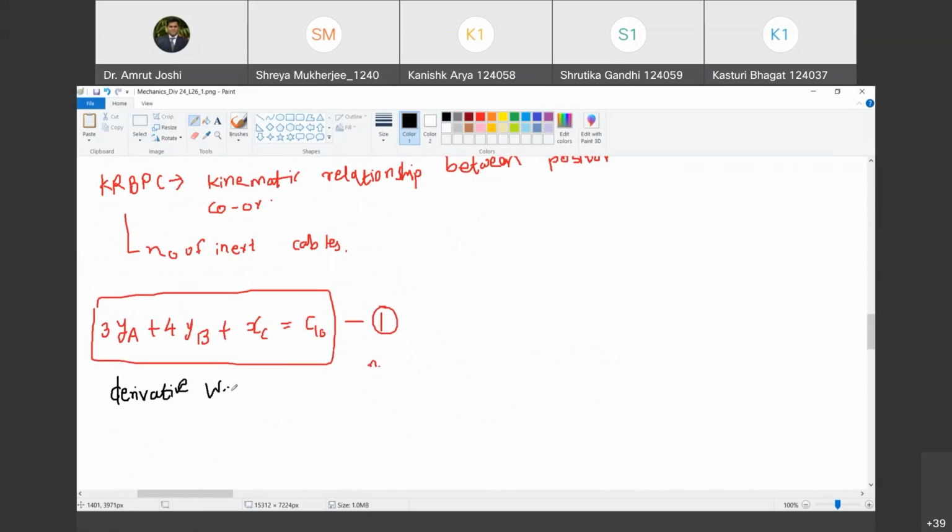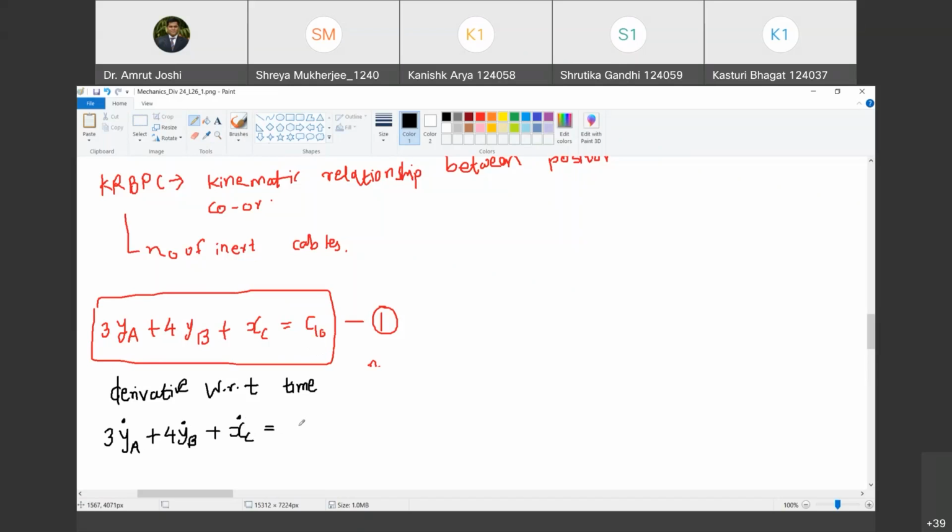with respect to time. And whenever we take a differentiation of a quantity with reference to time, we denote it by dot. Are you with me? Yes, sir. If we take the derivative with reference to space, we denote it by dash. But otherwise, we denote it by dot. So, differentiation of YA, can I write it as 3YA dot? Are you with me? Yes, sir. Plus 4YB dot plus XC dot. And what will be the right hand side?